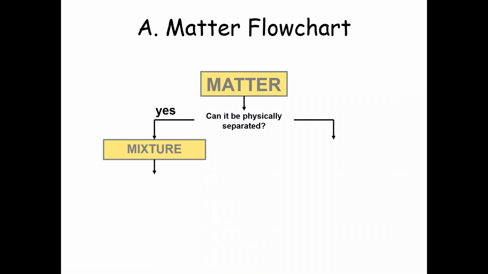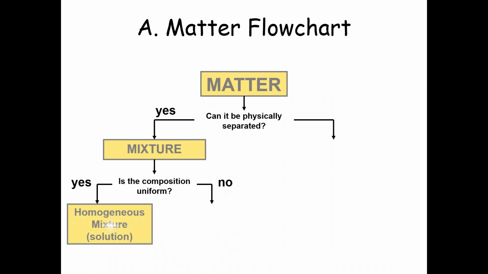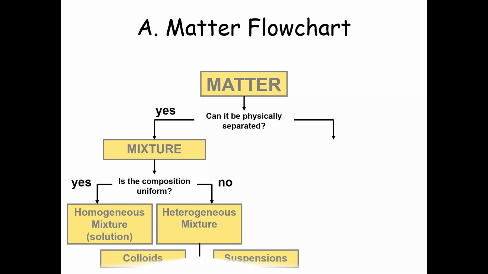then it's a mixture. And as we discussed in the last video, mixtures are of two types. Is the composition uniform, thoroughly mixed? If yes, then it's a homogeneous mixture. If no, it's a heterogeneous mixture. A heterogeneous mixture is further classified into colloids and suspensions. We are not going to discuss colloids and suspensions at the moment, but we will discuss them when we get into the chapter on solutions. Now, back to matter.